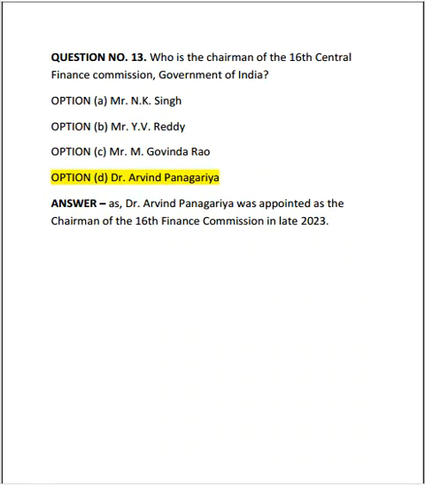Who is the chairman of the 16th Central Finance Commission, Government of India? Option A, Mr. N.K. Singh. Option B, Mr. Y.V. Reddy. Option C, Mr. M. Govinda Rao. Option D, Dr. Arvind Panagariya. Answer, D, as Dr. Arvind Panagariya was appointed as the chairman of the 16th Finance Commission in late 2023.